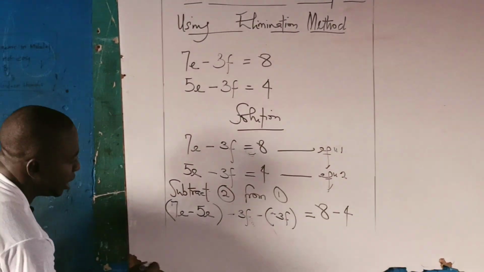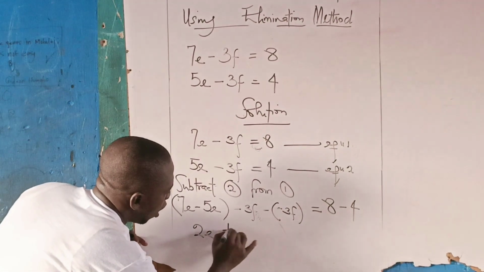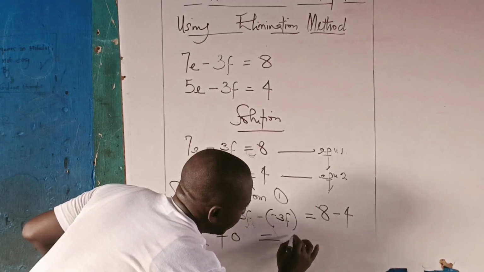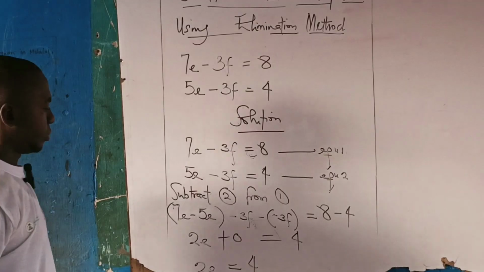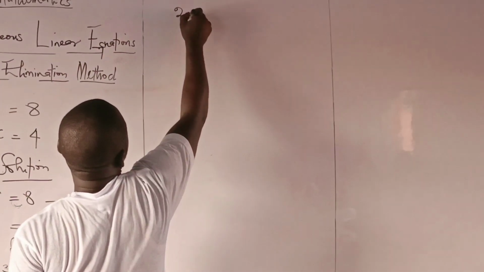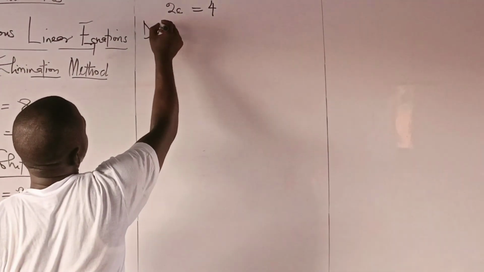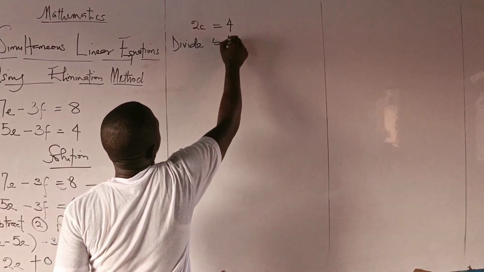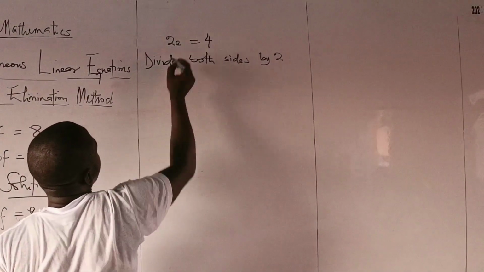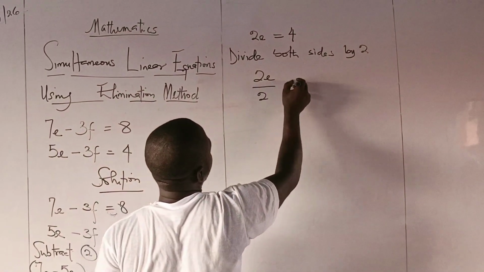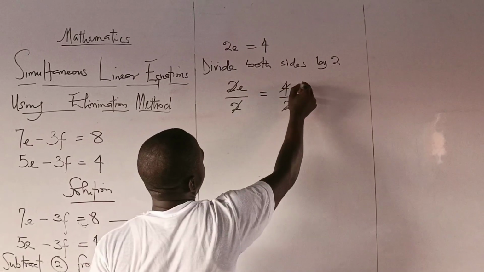4. Now this will give you what? 2e. This will be plus 0. This will be what? 4. So that is 2e is equal to 4. Now we have 2e is equal to 4. Are you getting me? So divide both sides by 2. So we have 2e over 2 is equal to 4 over 2. 2 cancel 2, 1, and 2 here.